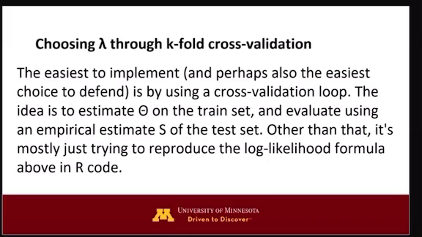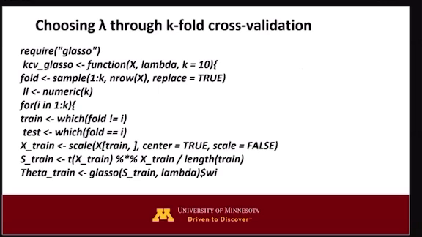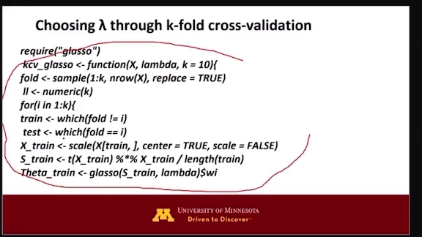So how do you choose lambda? Through cross-validation. I'll walk you through the formula on Wednesday, but how do you do that in R? Don't forget, what you want to estimate is the precision matrix. Now I need you to take a look at this code. This is choosing lambda through k-fold cross-validation. You are required to load a package called glasso, so you need to install that. This is the code right here. You can see train, test, and so on like that.